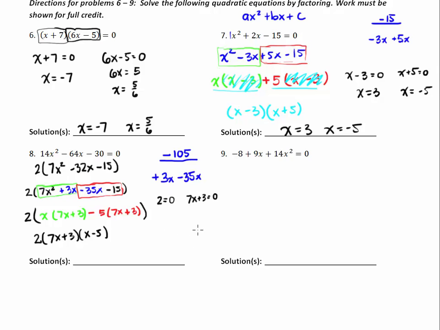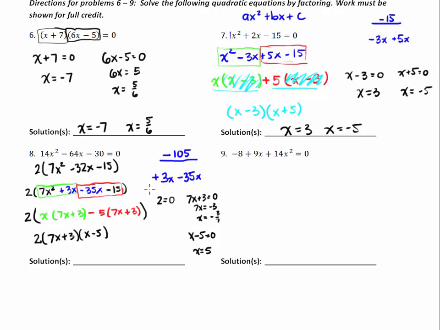And I'm running out of room, so I'll put it right here: x minus 5 is equal to 0. Let's start with this last one I wrote down. X minus 5, so let's add 5 to both sides, and we get x is equal to 5. This one right here, let's subtract 3 from both sides. So we get 7x equal to negative 3. Divided by 7, we get x is equal to negative 3 sevenths.